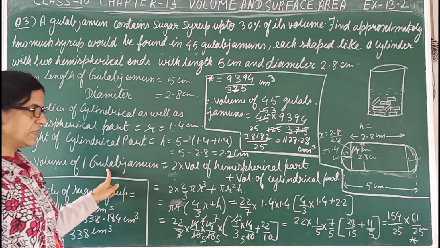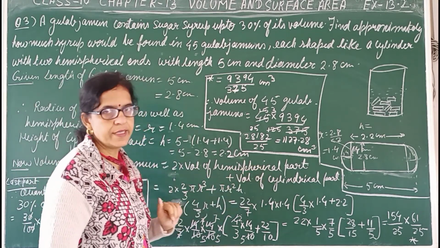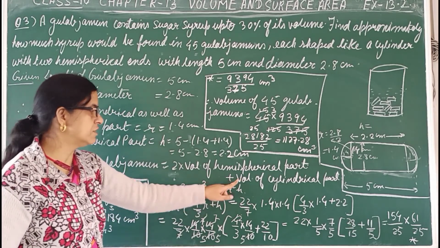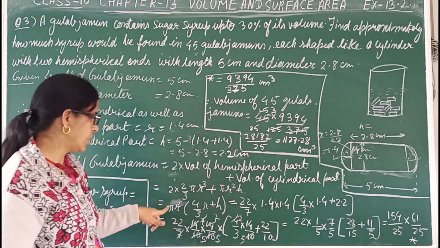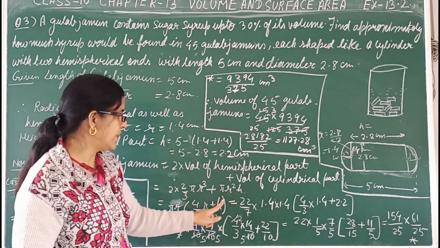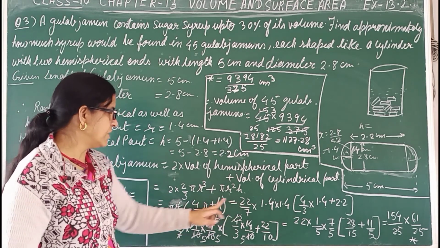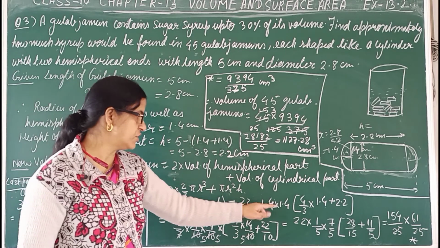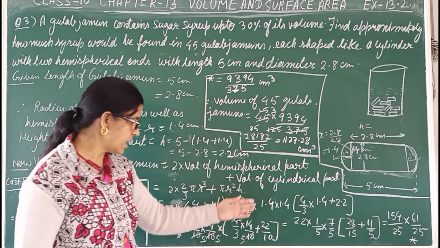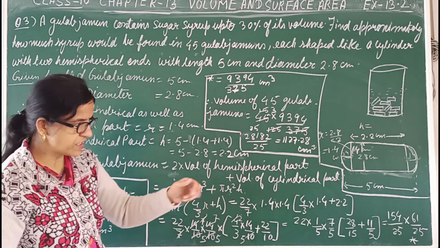Therefore, the volume of one gulab jamun equals 2 into the volume of the hemispherical part plus the volume of the cylindrical part. So the formula first: 2 into 2 by 3 pi r cube plus the volume of the cylinder, pi r square h. Now pi r square is common, left is 4 by 3 r plus h. So putting the values now, pi value is 22 by 7, r value is 1.4, because it is r square, 1.4 into 1.4, 4 by 3, r value is 1.4 and h value is 2.2. Now do the calculation on your own. I am getting 154 by 25 into 61 by 25.